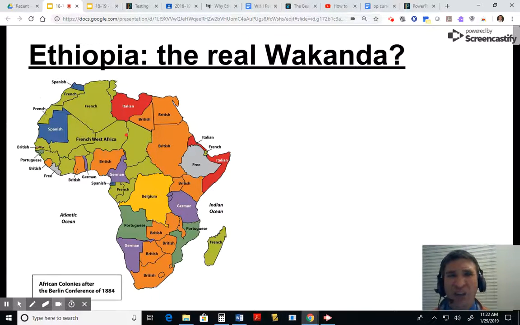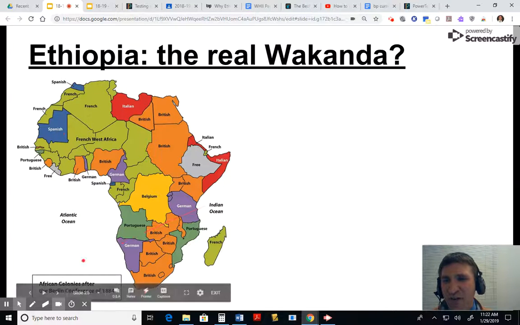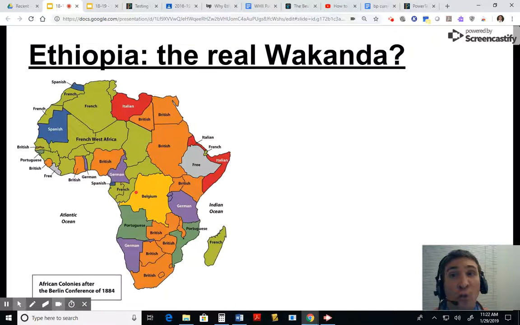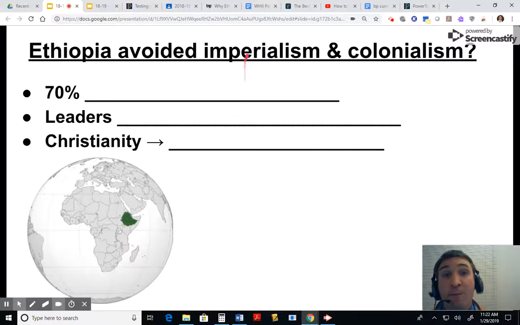And why are we talking about this? Look at this. African colonies after the Berlin Conference of 1884, which was so important. Look at the only country that's in gray here. It's Ethiopia. It was able to avoid and resist imperialism and colonialism, except for a little brief time during World War II when the Italians took it over.